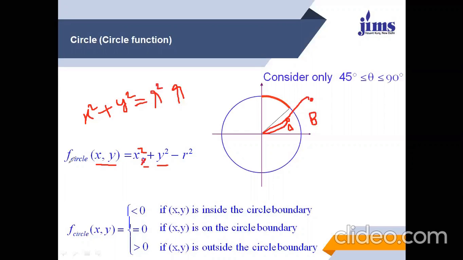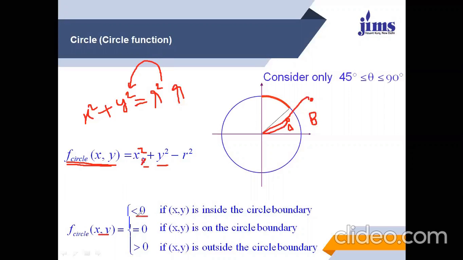So they write that this is a function of x and y in such a way that x square plus y square minus r square. Then we will bring this term to the left hand side. So f circle is a function of x and y.